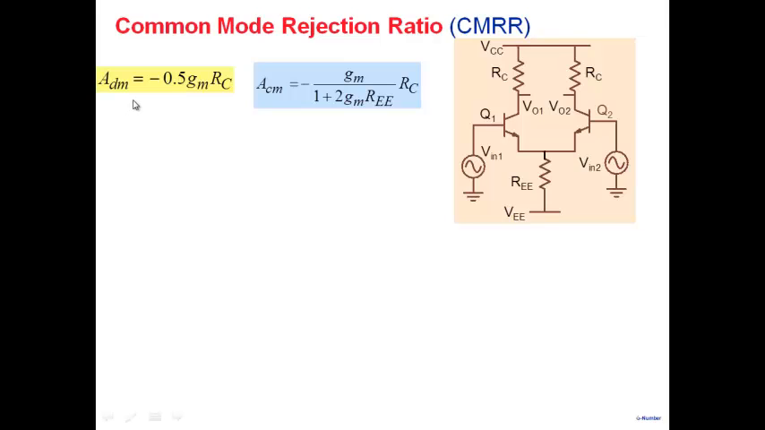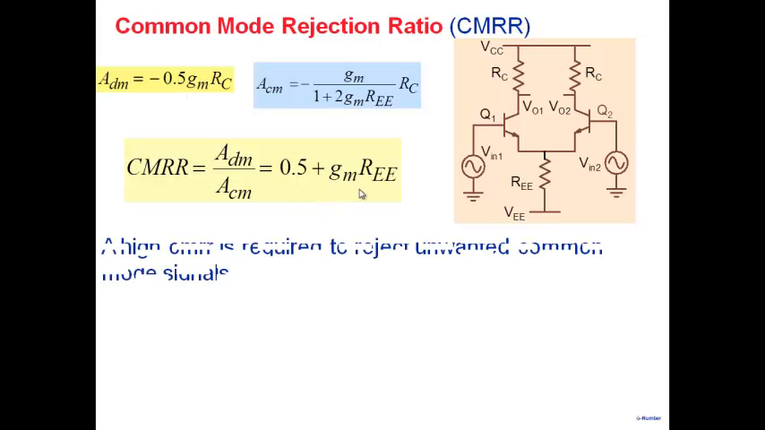Alright, so we have a differential mode gain, which is 0.5 GMRC, and we have a common mode gain, which is minus GM over 1 plus 2 GMRE, multiplied by RC. And we saw that the ratio of these two is important, which is called the common mode rejection ratio. So we can take ADM by ACM, and simplification gives us 0.5 plus GM times RE. GMRC cancel each other, and we get 0.5 plus GMRE.